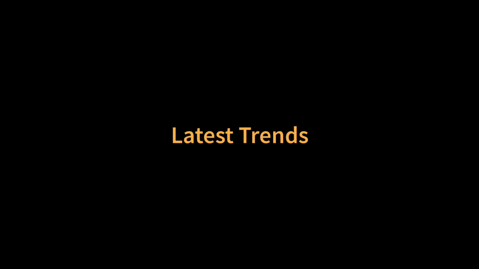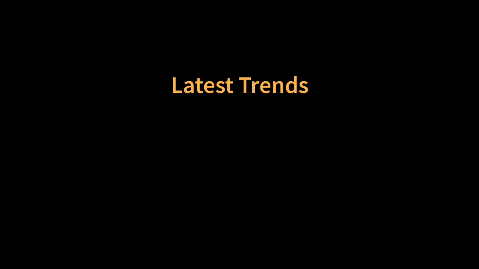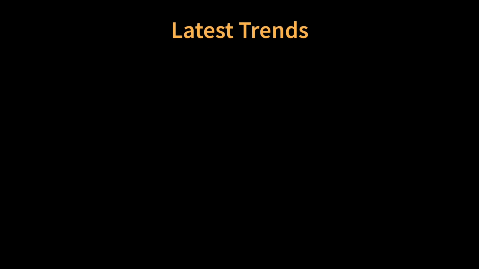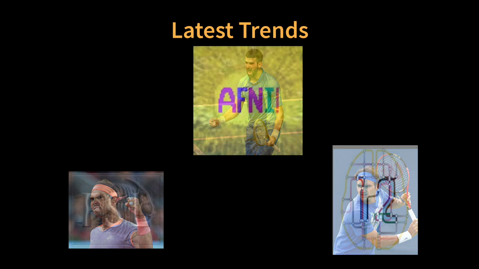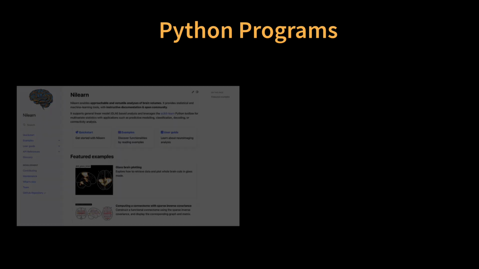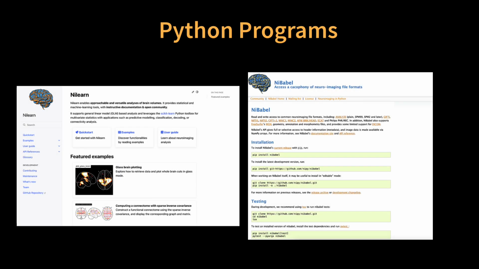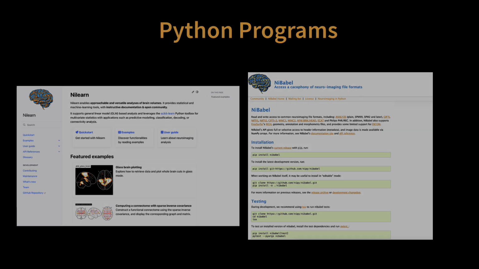The field is evolving at a rapid pace, and today's researcher needs to stay current with some of the latest trends. The so-called Big Three fMRI analysis packages, AFNI, SPM, and FSL, have dominated the field for the past few decades, but it's no longer sufficient to know just one of them. You will also need to be familiar with Python programs such as NiLearn and NiBabel, and how these work with standardized data organization schemes like BIDS.